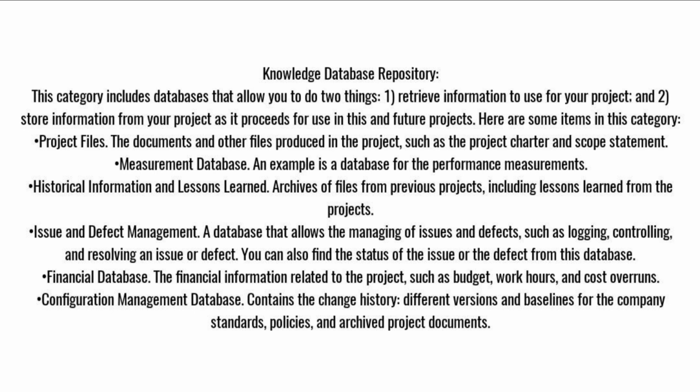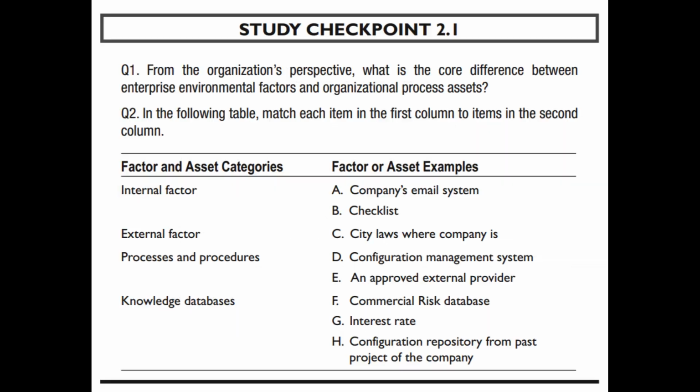Issue and defect management. A database that allows the managing of issues and defects, such as logging, controlling, and resolving an issue or defect. You can also find the status of the issue or the defect from this database. Financial database. The financial information related to the project, such as budget, work hours, and cost overruns. Configuration management database. Contains the change history, different versions and baselines for the company standards, policies, and archived project documents.